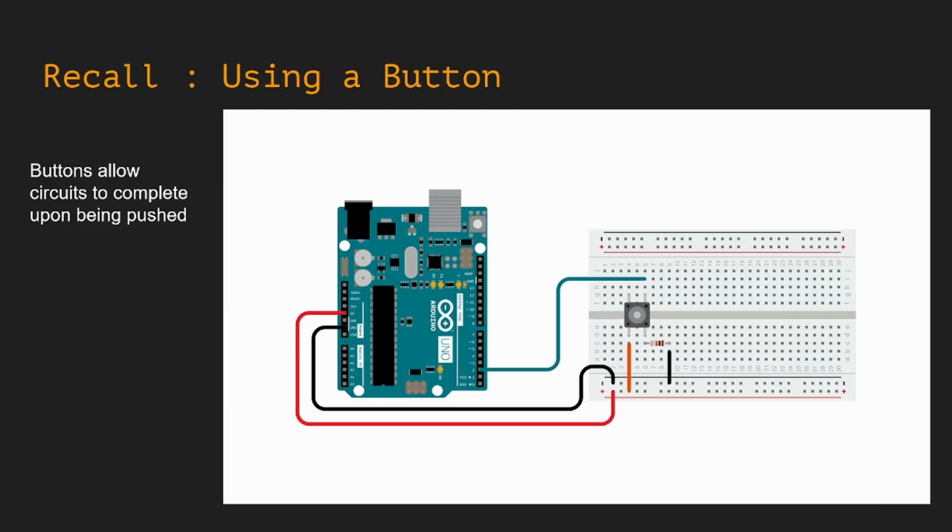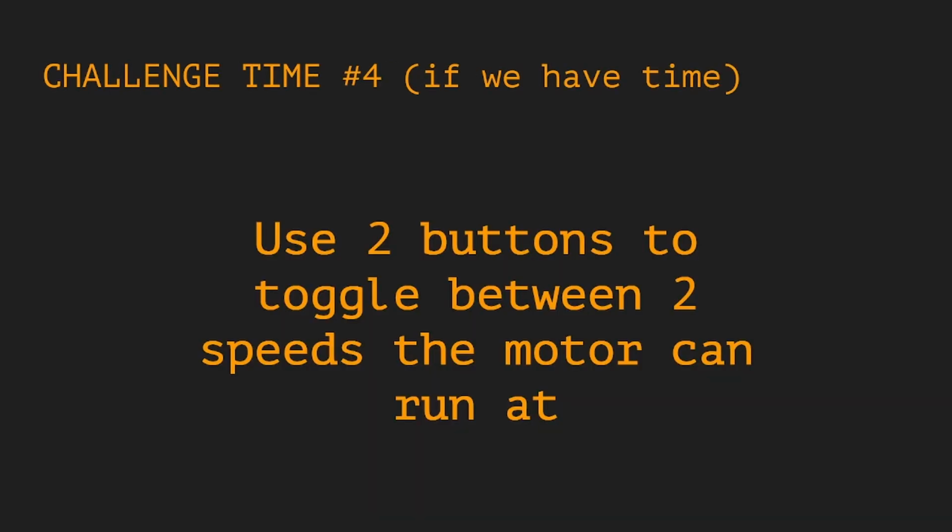Yeah. Now, using a button, this is how a button would be used in a regular Arduino circuit. And then the next challenge, which is only if you have time, is how you can use two buttons to toggle between two speeds the motor can run at. If you want, you can try these challenges yourself using the simulator. I recommend you do. It is quite useful to know how these work, especially for the potentiometer stuff.